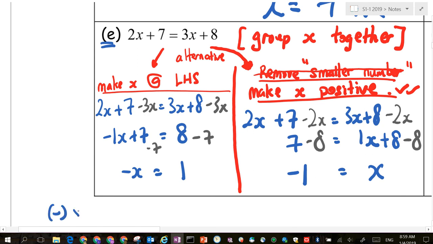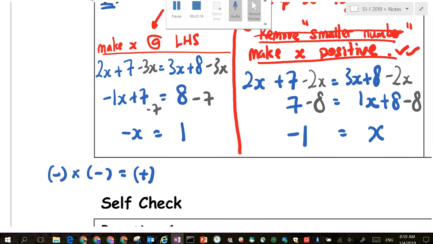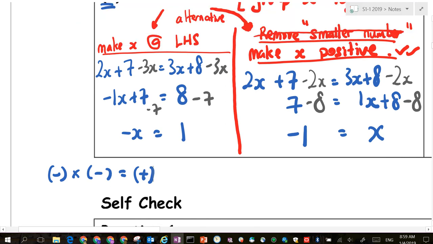Both sides must times negative 1. Do you know what I'm writing? So that minus times minus will give you what? What is minus times minus? Darren, what is minus times minus? Plus. So this one will be plus x.